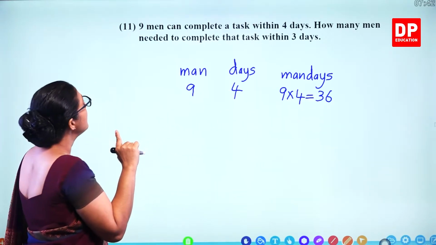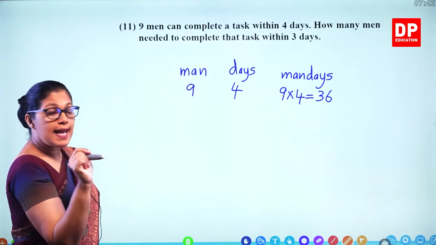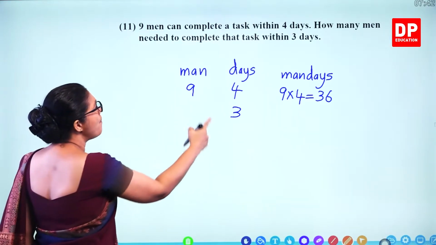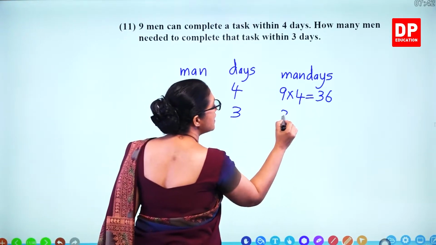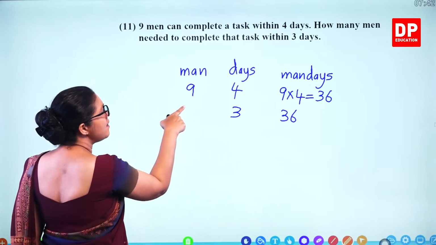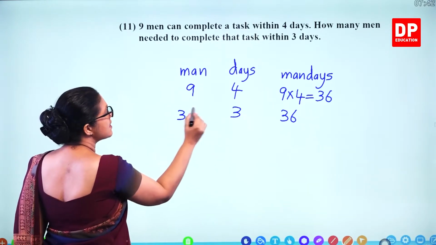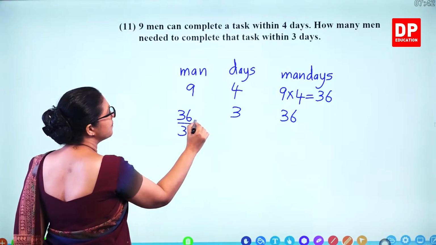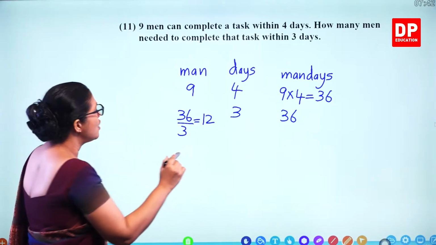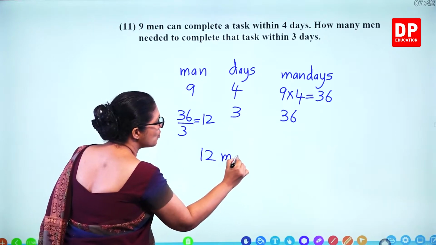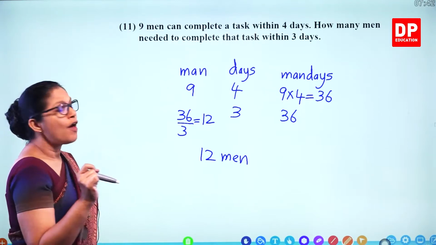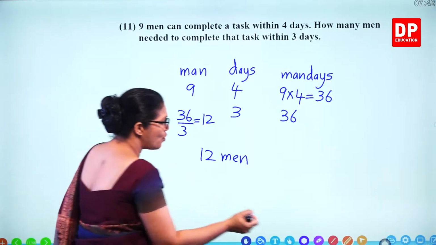Then to complete the same work, now only 3 days are there. So how many men needed? So same number of man days. How many men needed? 36 divided by 3. So you get 12. So that means 12 men needed to complete the same work for 3 days. So 2 marks for that.